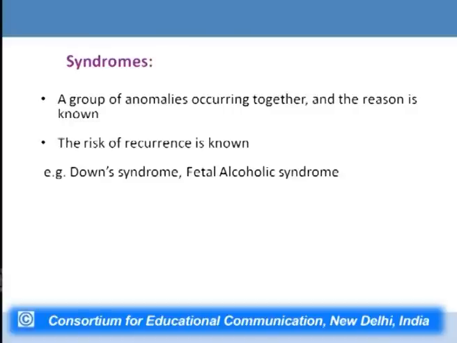For example, Down syndrome and fetal alcohol syndrome. Down syndrome is caused because of an aberrant number of chromosomes, chromosome number 21, in the individual.